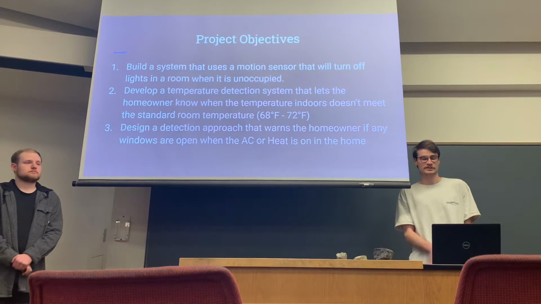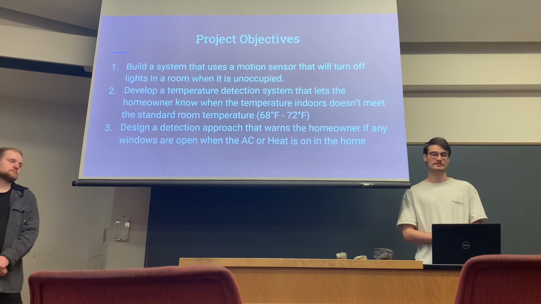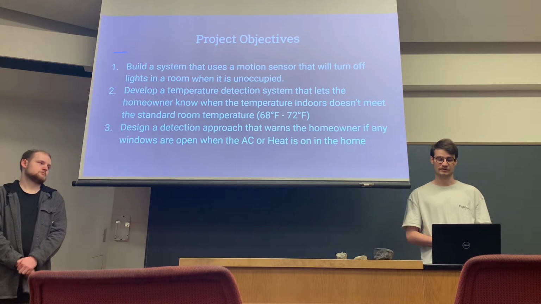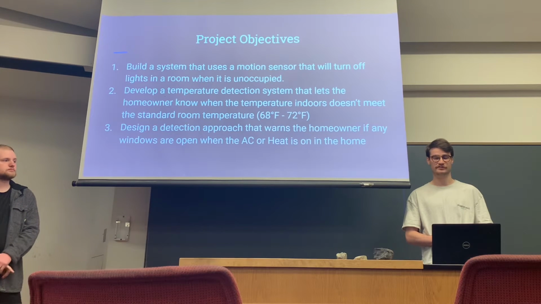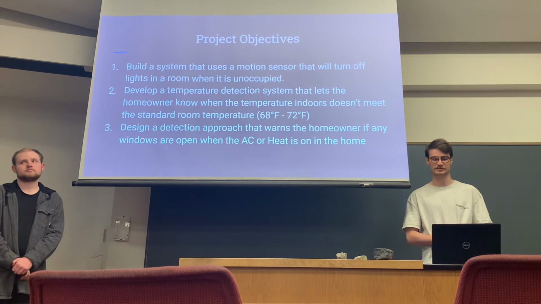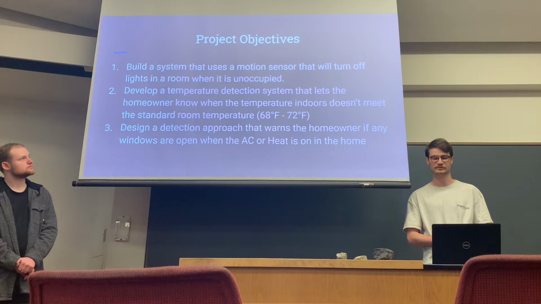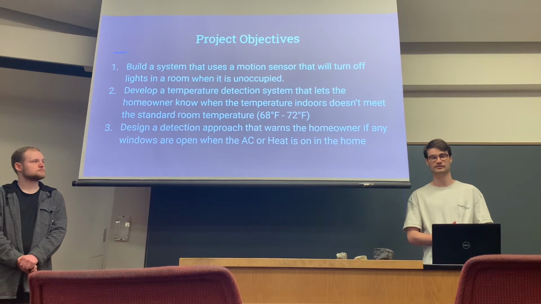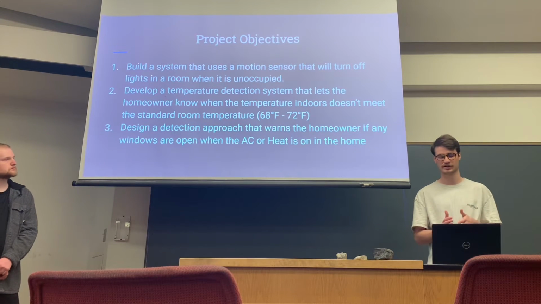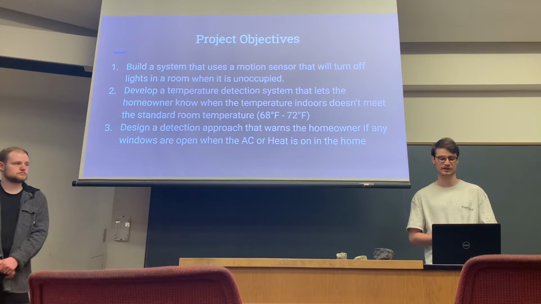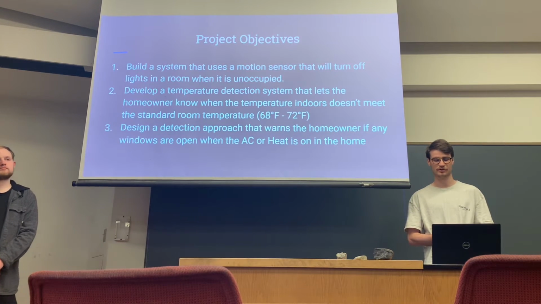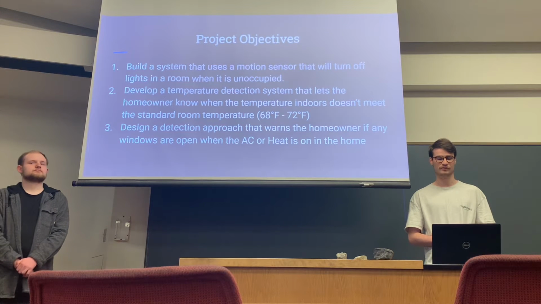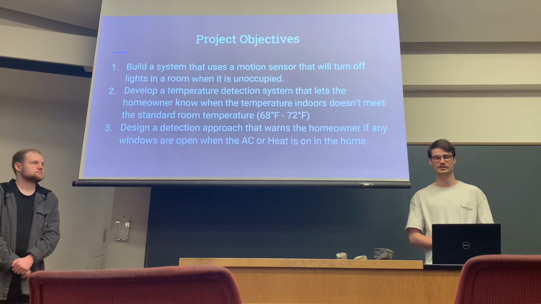So for our project objectives, we wanted to build a system that uses a motion sensor that will turn off lights in a room when it's unoccupied. We also wanted to develop a temperature detection system that lets the homeowner know when the temperature indoors doesn't meet the standard room temperature of between 68 and 72 degrees Fahrenheit. And finally, we wanted to design a detection approach that warns the homeowner if any windows are open while the AC or heat is on within the home.